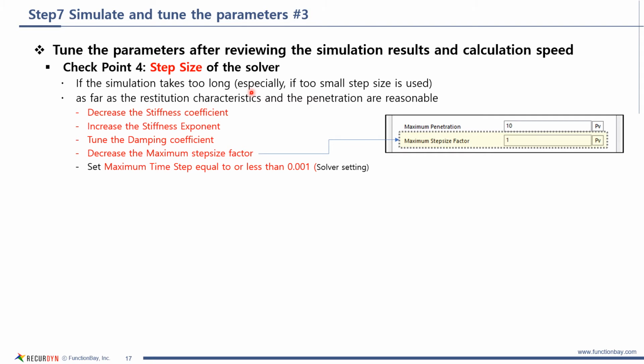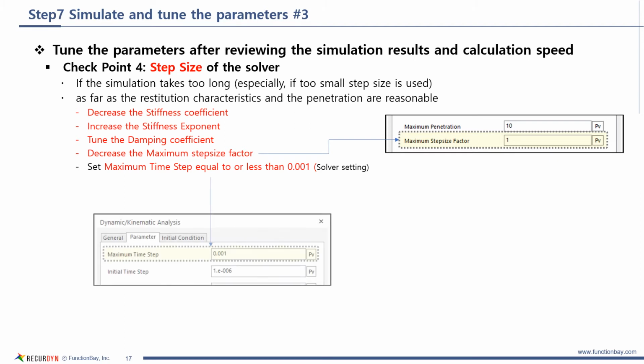If the accuracy is good enough, you can use 1 for the maximum step size factor. In many cases, setting maximum time step in solver setting less than or equal to 0.001 can make the simulation stable so that simulation speed gets rather faster.